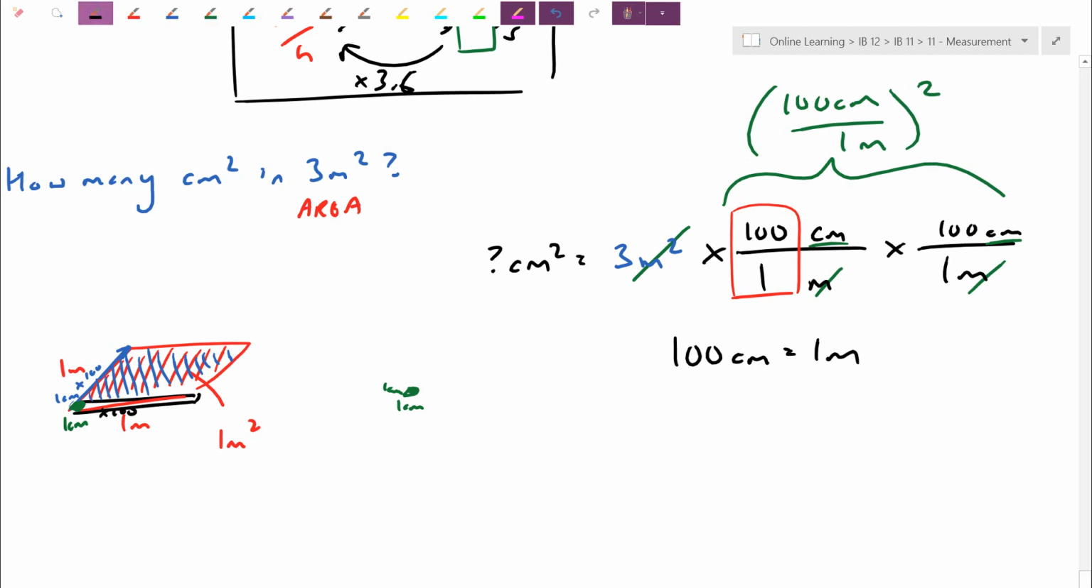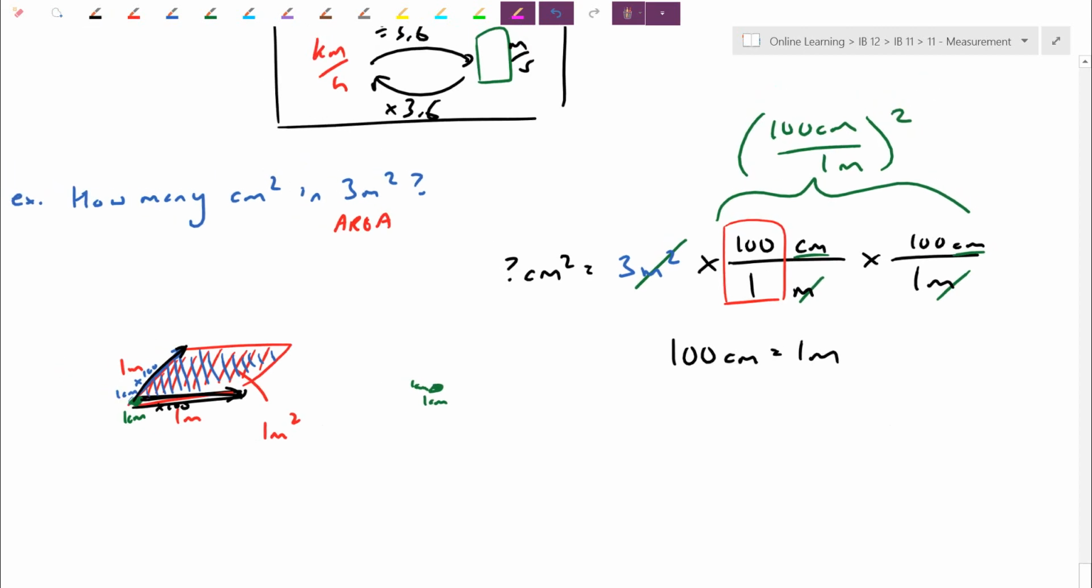It's basically doing the same conversion twice. You multiply by 100 the first time just to get the horizontal. You multiply by the same number, 100, the second time just to get the area. And the same thing can be extended to cubes as well. So let you finish that off there. You should get 30,000 centimeters squared.